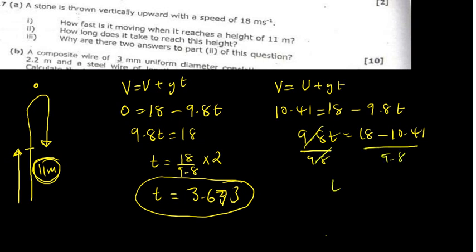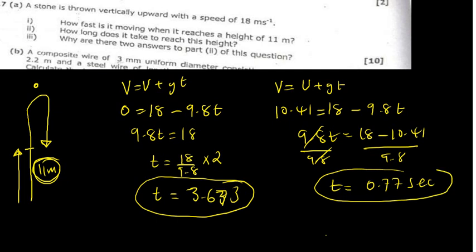So t is going to give us 0.77. This is the first time. So the 0.77 is representing the time it will take the stone just to go and reach this point. What of this other portion which has remained? The time it will take the stone to go up, reach the maximum, and then come back to 11 here. How are we going to find it?